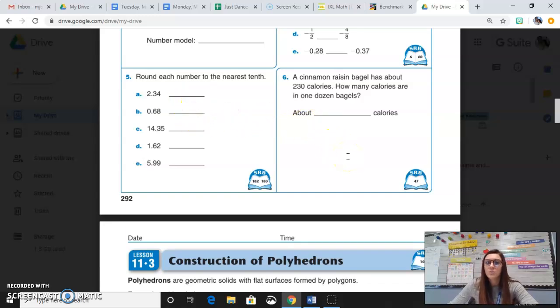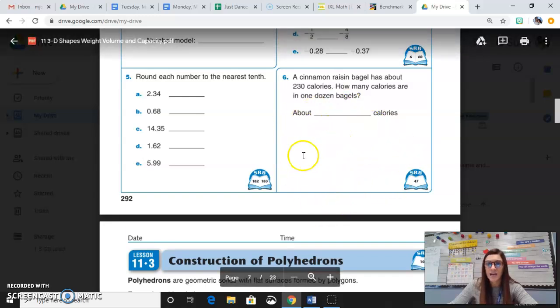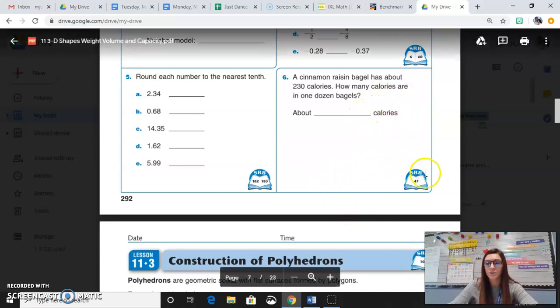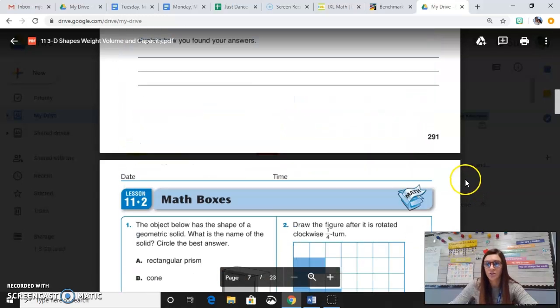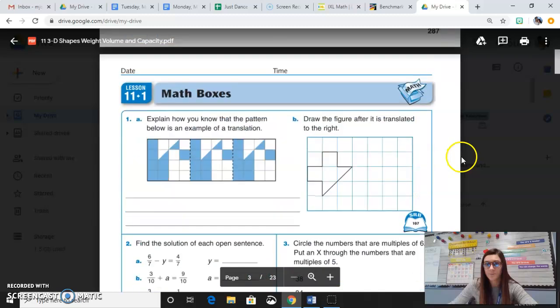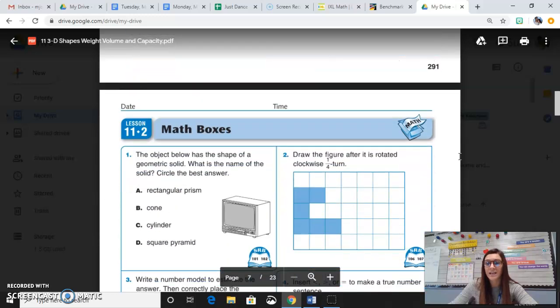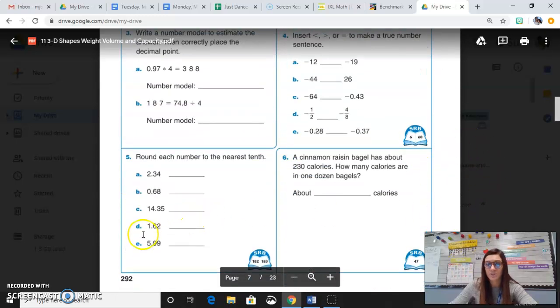Number 6, a cinnamon raisin bagel has about 230 calories. So think about that. Picture a cinnamon raisin bagel. It has 230 calories. Now it's asking how many calories are in a dozen bagels. 1 dozen is 12. So here you're going to have to show your work. 230 times 12, show your work and write your answer on the line. And that's what you're doing in your math journal today. You're doing pages 288, page 290, and page 292. If you have any questions, make sure to reach out.